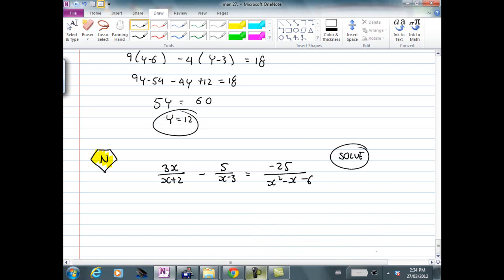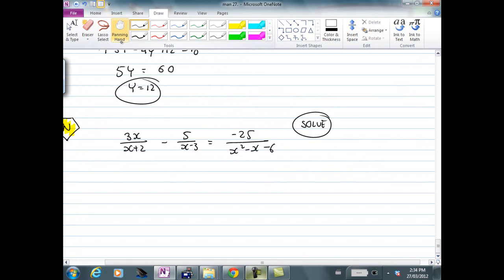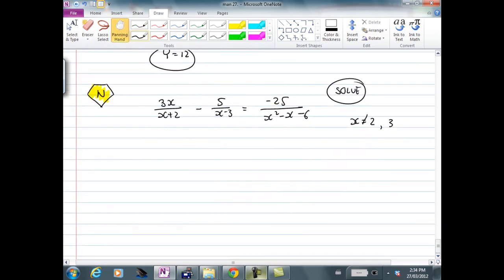The thing you should always do, I didn't ask you for restrictions because I don't need to know. But your answer is affected by your restrictions. For example, in this case, x cannot equal 2 and x cannot equal 3. Which means if my answer is a 2 or 3, it does not work. I throw it right off the bat. I can't use that number. So that's what the restrictions do. It tells you what numbers you cannot have.